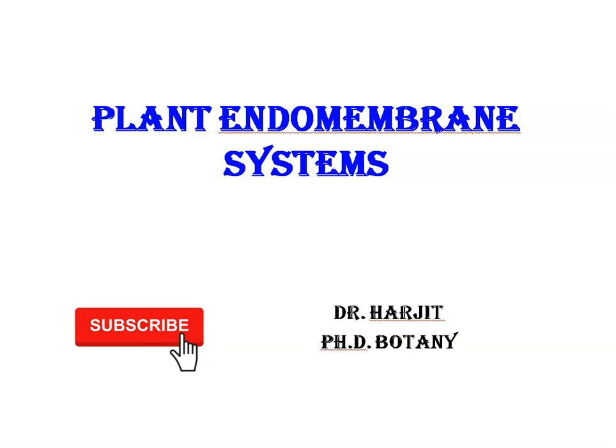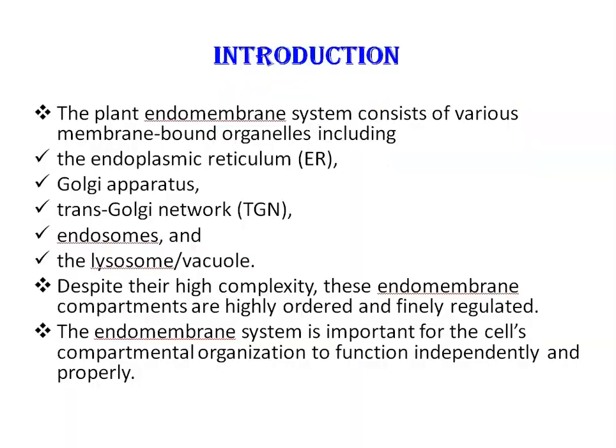Today, we'll be talking about plant endomembrane systems. The endomembrane system is a network of membranes and organelles in eukaryotic cells that work together to modify, package, and transport lipids and proteins. The plant endomembrane system consists of various membrane-bound organelles, including endoplasmic reticulum, Golgi apparatus, trans-Golgi network, TGN, endosomes, lysosomes, and vacuoles.